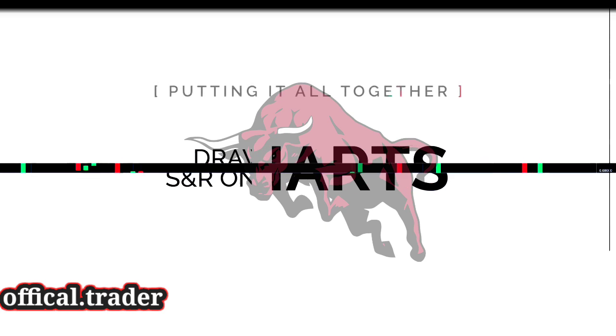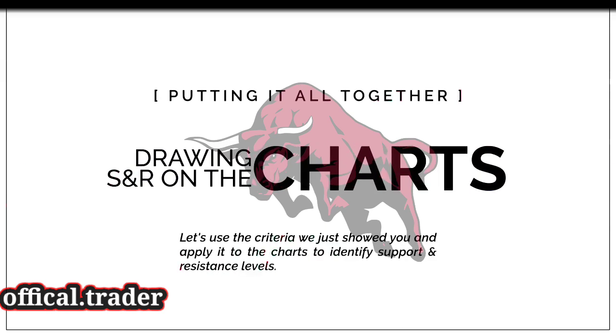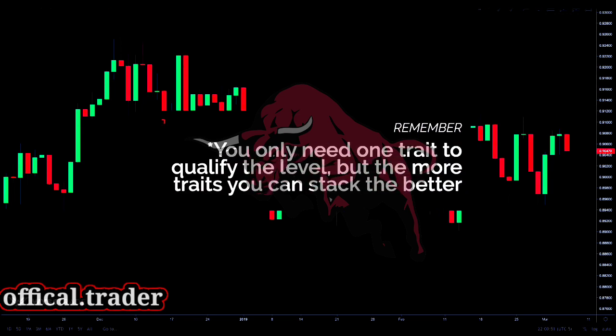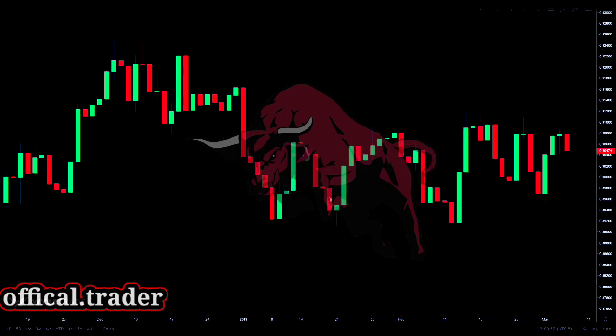So, now that you know what criteria to look for, let's put it all together and apply what we just showed you and start plotting all the support and resistance levels right on the charts. Again, as a reminder, you don't need all the criteria we listed to make a level support or resistance, but the more criteria that the level fulfills, the better the level.